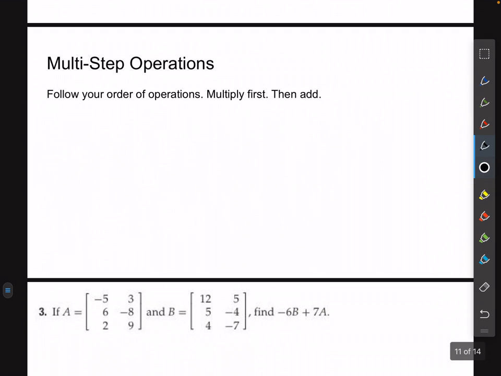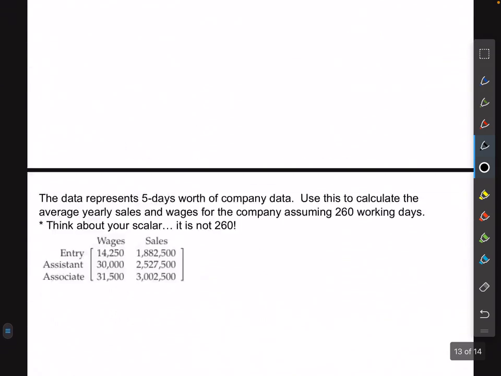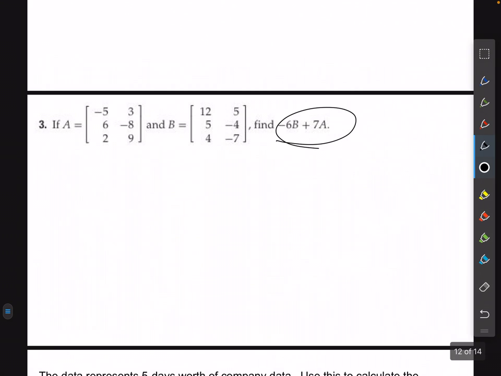So multi-step operations. Here we're just going to follow our order of operations, so we're always going to be multiplying by a scalar first, and then we will add or subtract as needed. So number 3 here, example 3, is just going to pull it all together, right? So we're going to take negative 6 times matrix B. Okay, so I'm going to set this up.